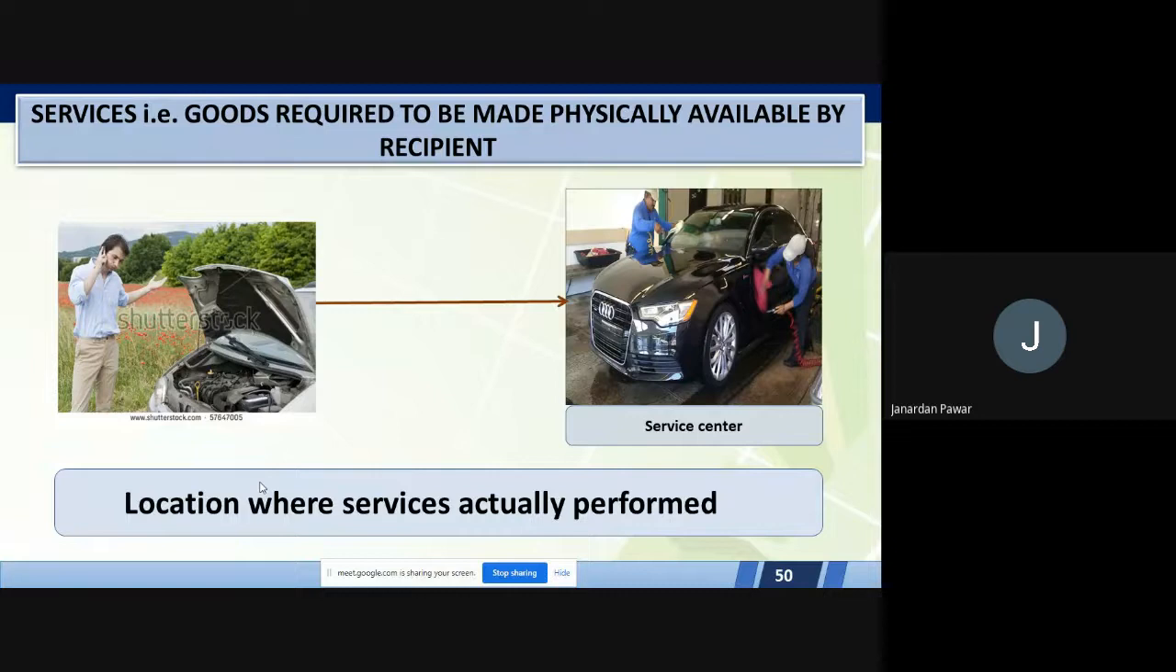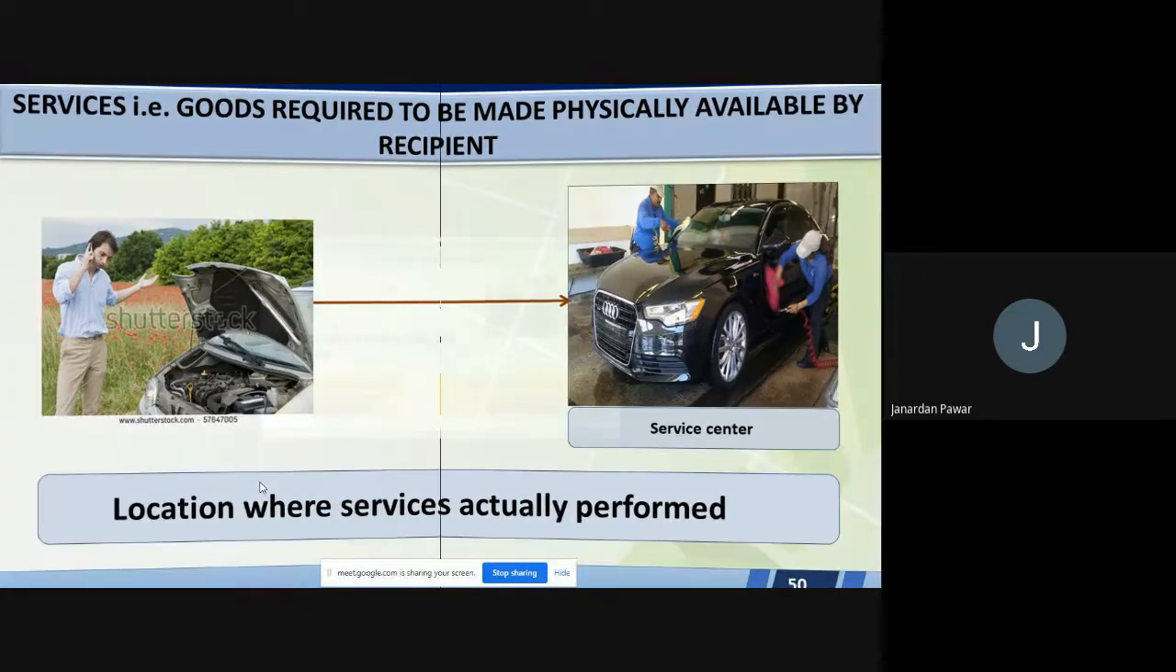So here we can see this particular person is just going through the car. Something is wrong with the car, and he wants some services. This is why he went to the service center and got some services. So in this case, what will be the place of supply? Wherever those services are actually performed. It means those services are actually performed at the service center. So the service center is the place of supply in this particular manner, because he wants those services physically done at that particular point. All these services are happening at the service center. These services are actually performed at the service center, and this is what the place of supply is, none other than the service center. So the service center is the place of supply, that we can understand by looking at this picture.